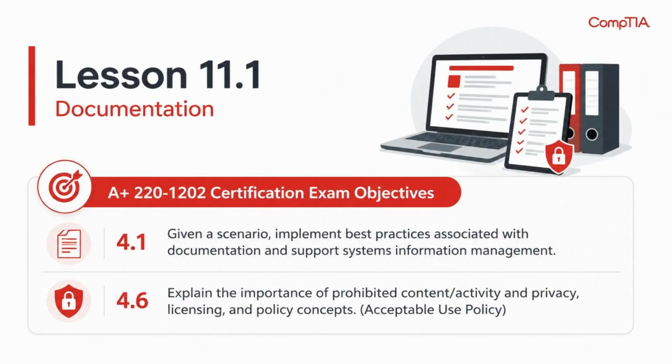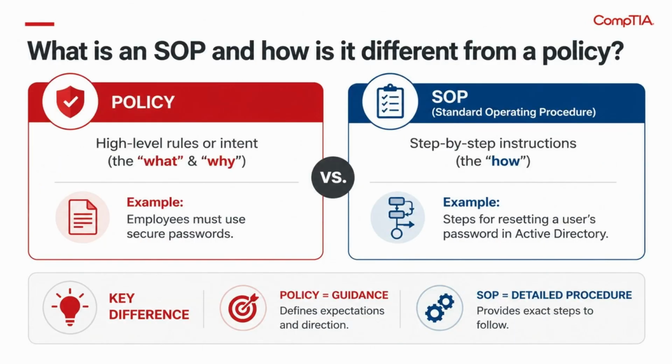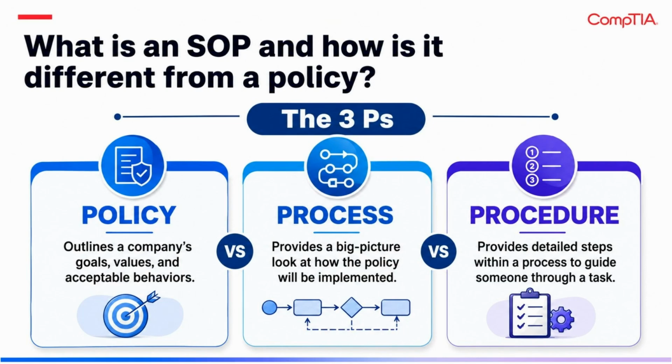Lesson 11.1 focuses on documentation. This lesson covers key CompTIA A+ exam objectives regarding documentation, support systems management, and policy concepts like the acceptable use policy. It is important to distinguish between a policy and a standard operating procedure, or SOP. A policy defines the what and why, while an SOP provides the step-by-step how. Think of it as the 3 Ps. Policy sets the goals and values, process provides a big picture view, and procedure offers the detailed steps to complete a task.